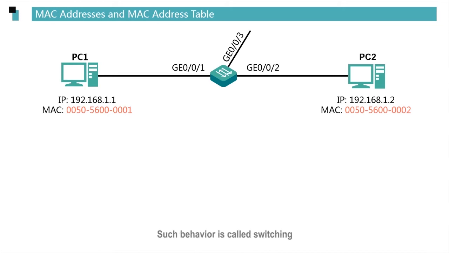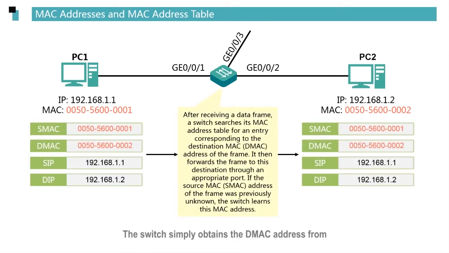The switch forwards the data frame through a specified port. Such behavior is called switching. The data frame is unchanged before and after switching. Therefore, switching technology is said to use transparent transmission. The switch simply obtains the DMAC address from the Layer 2 frame header, searches the MAC address table for this address, and forwards the data frame to the entry mapped to the address. The Layer 2 MAC address is called a hardware address. MAC addresses are burned onto NICs of PCs and routers before they are delivered.